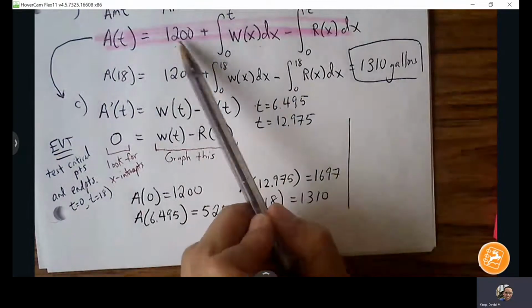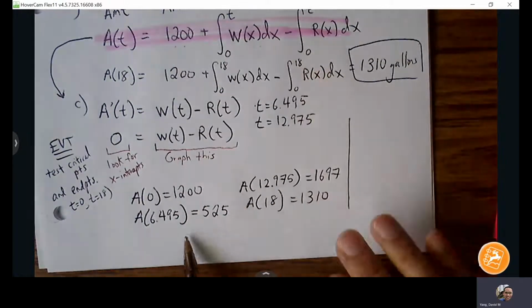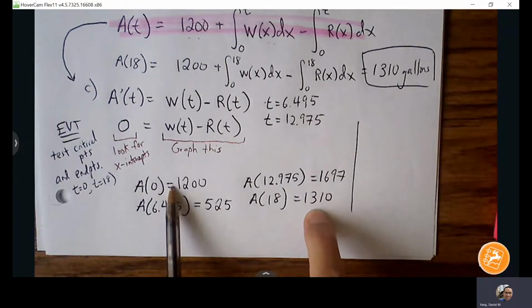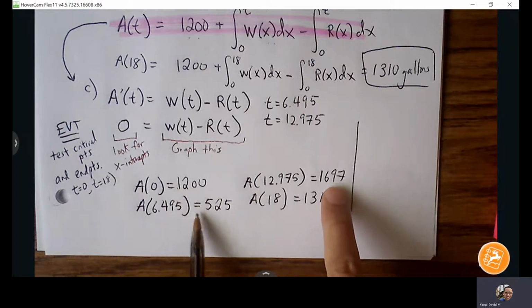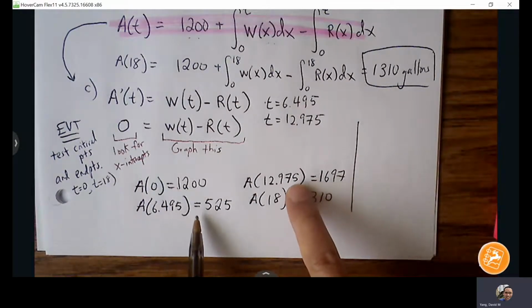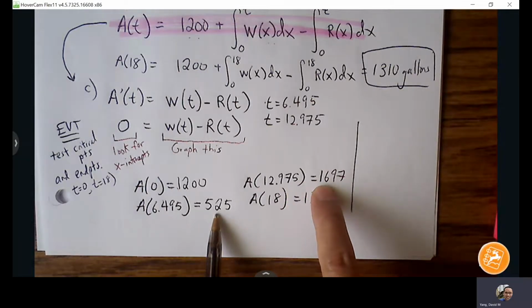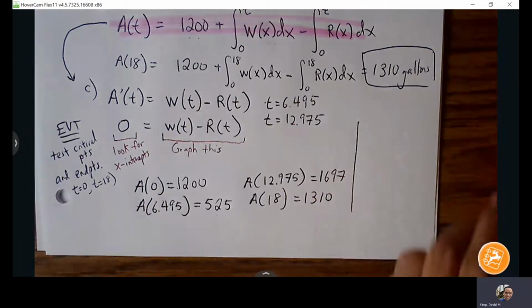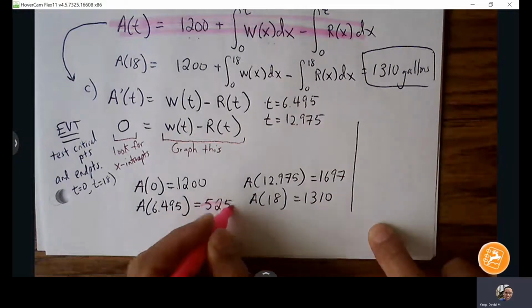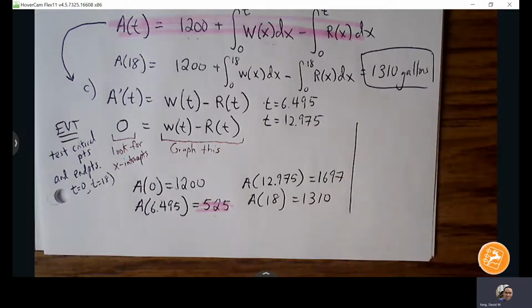So we're just entering this in one by one, and we know A of 0 and A of 18. We already kind of found those over the course of the problem. It's just the 6.495 and 12.975. Okay, 525 and 1697. We're looking for the absolute minimum. The absolute minimum is going to be here at 6.495.